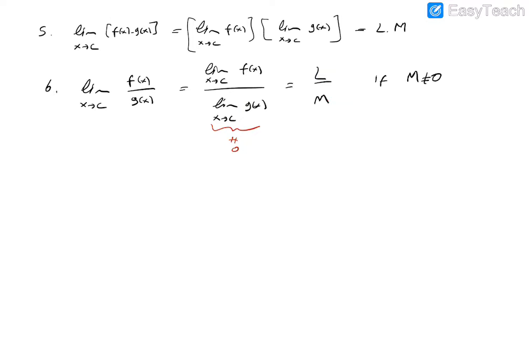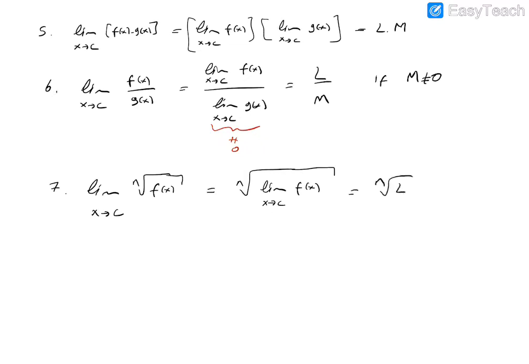And the last one, the limit of the function nth root of f of x as x approaches c equals the nth root of the limit of the function f of x as x approaches c. So this is the nth root of L if L is bigger than 0 or n is odd.